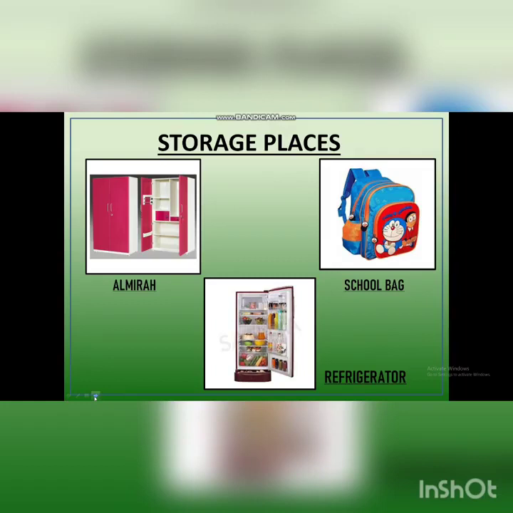Refrigerator. A refrigerator is used for storing our food, your juices. You can store the water and get cold water. So it is also a storage place. School bag. School bag is also a storage place for storing our books. Even the pencil box which you carry is also a storage place, because you can carry your pencils, your eraser, your sharpener in that storage place.